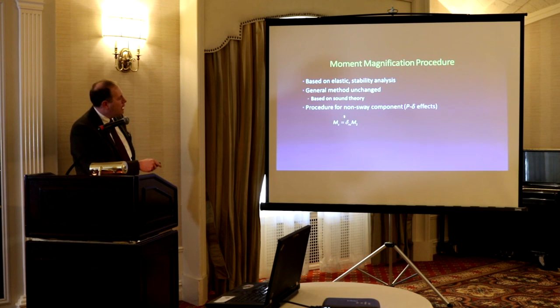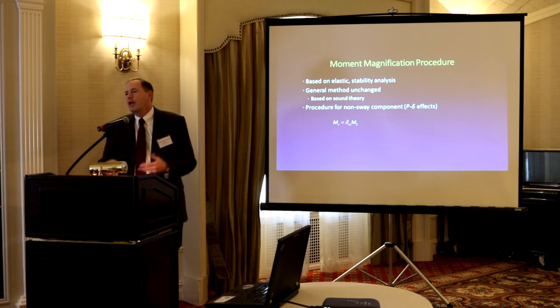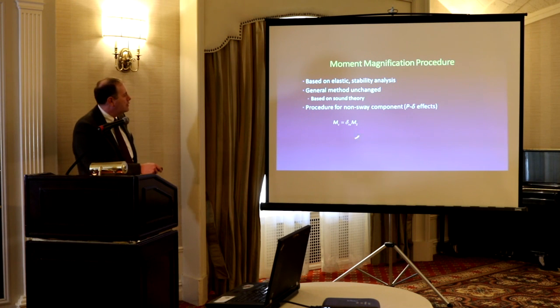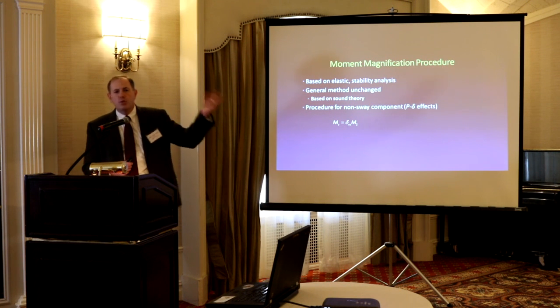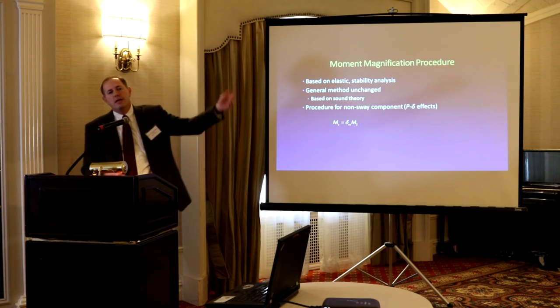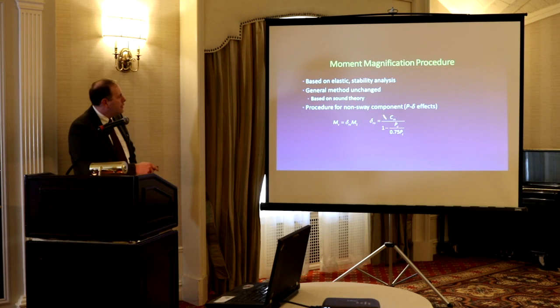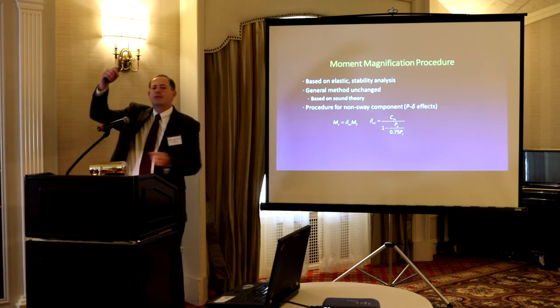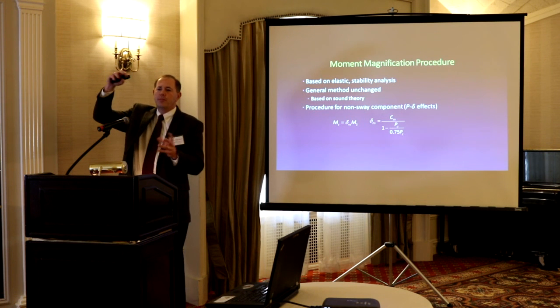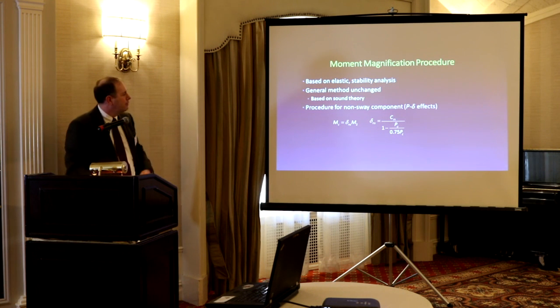And we take the moment that we get out of the analysis, and we're going to amplify it with this magnifier delta non-sway. So I'm looking between the ends, that's the non-sway multiplier. The sway multiplier, if you were looking at that, is only at the end. This multiplier, classically, is 1 over 1 minus P over P critical. It'll look a little different here. C sub M is if I have different moments at the end. It's just giving me a uniform moment that I use in my equation.